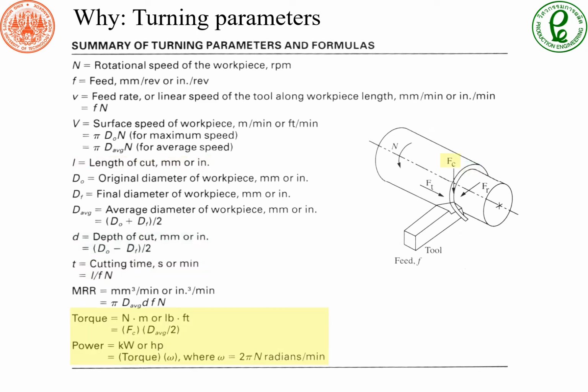And finally, we also focus on the cutting torque. The torque can be calculated by the cutting force multiplied by the radius of the workpiece, and here we use the average diameter again. From this torque we can multiply by omega, which is 2 pi n, to calculate the power required for removing material.